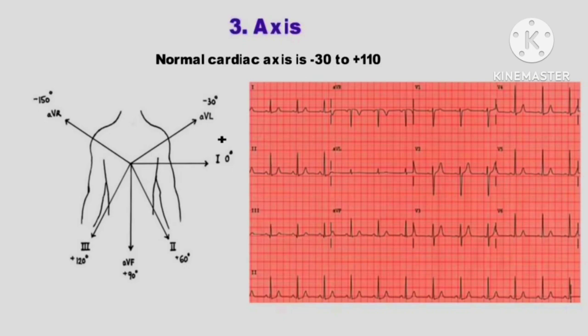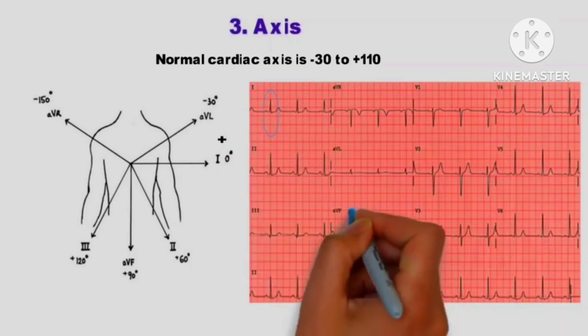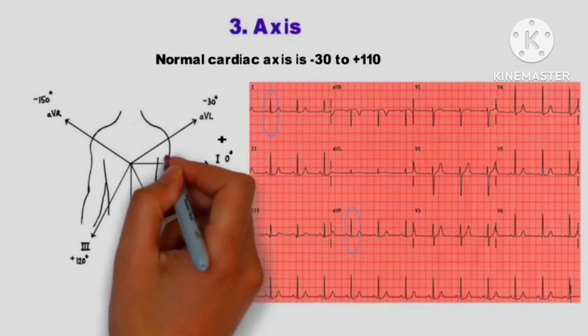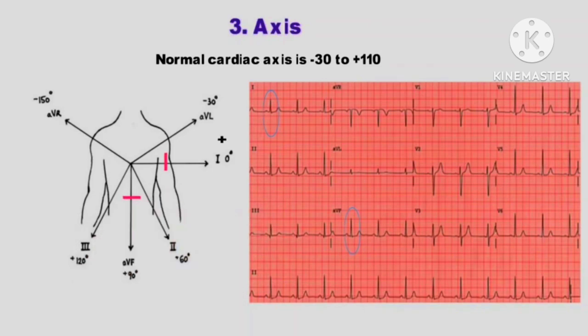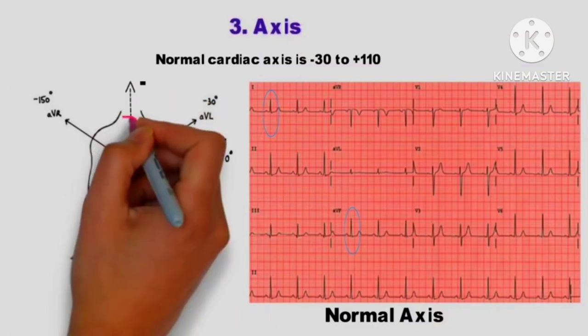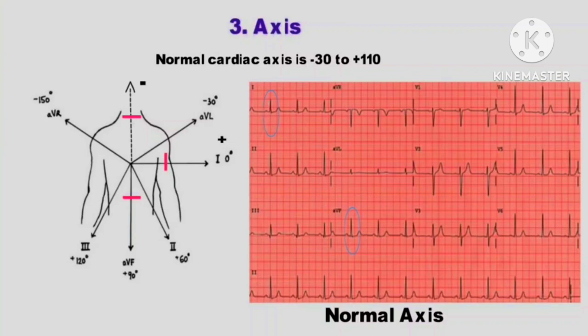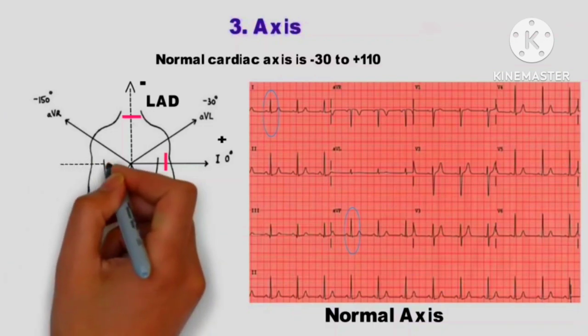In this ECG, the net QRS complex in lead 1 and in aVF are positive. So if we plot these positive deflections on this diagram, we will get a vector in the normal cardiac axis range. So this is a normal axis ECG. And if net QRS is positive in lead 1 and negative in aVF, the net vector will be in the left axis deviation range. Lead 2 will also be negative in left axis deviation.